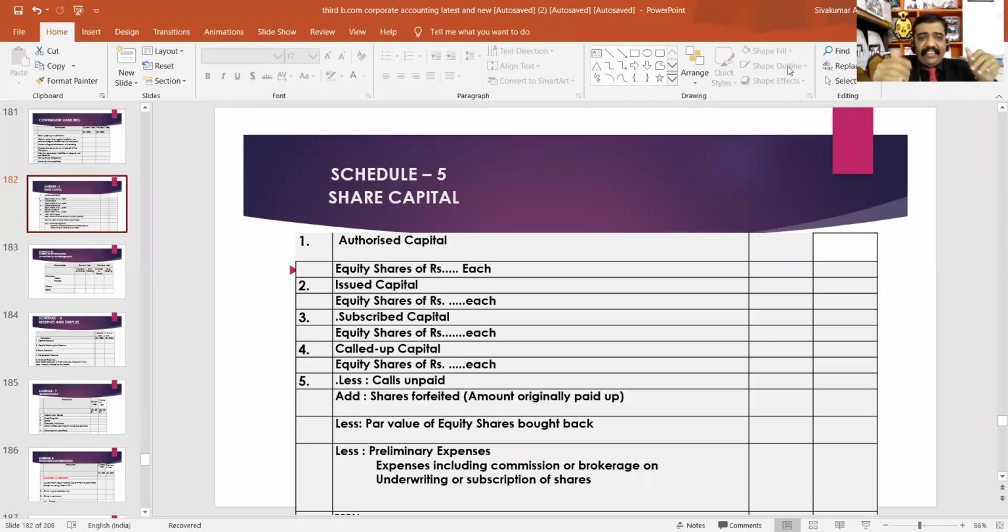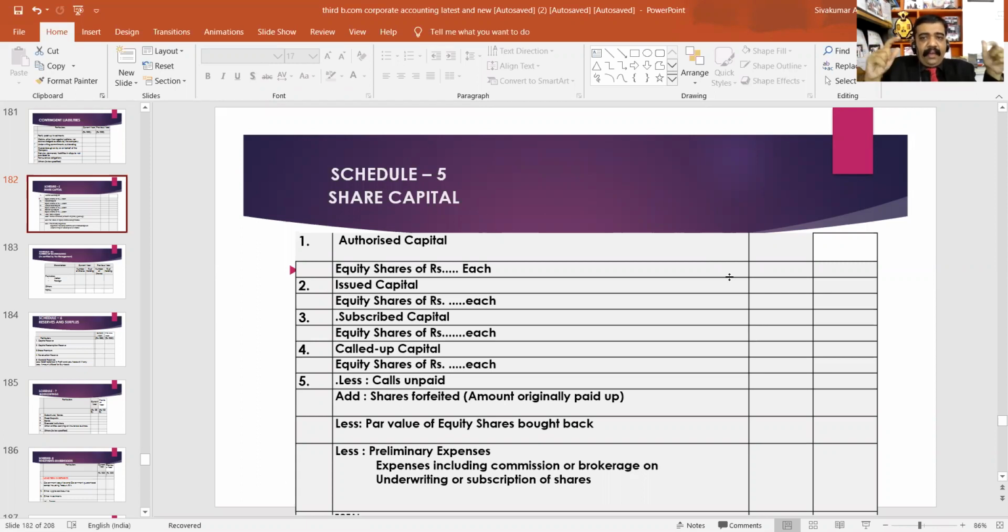Okay, now we may discuss the schedules with respect to the balance sheet of a life insurance company. What are the different schedules related to the balance sheet as per the recent directions, regulations and circulars of IRDA? Please look at the PPT. The first schedule is Schedule 5, that is share capital.